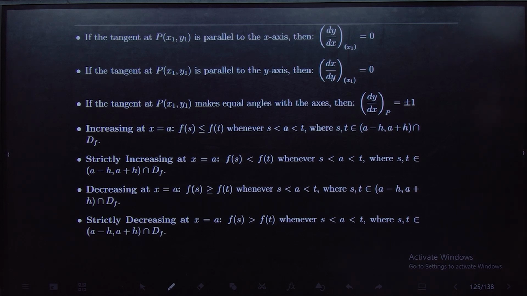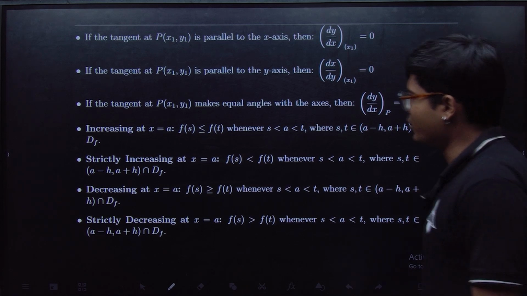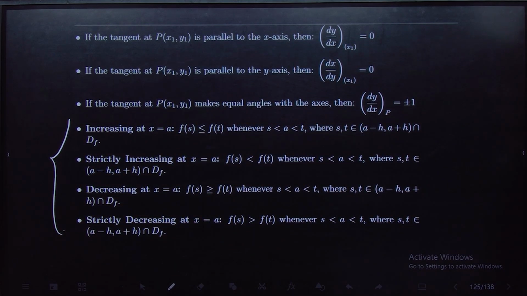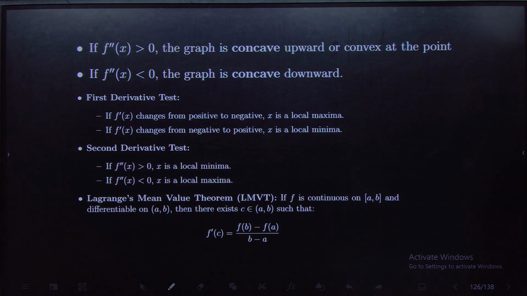Okay. A function is said to be increasing, okay? So this is the idea of monotonicity of a function using the derivative, okay? So a function is increasing at a point if the derivative is basically, so this is the definition, right? So we want f prime to be greater than or equal to 0, okay? This is the definition of strictly increasing. So we have already seen this. So, yeah, cool. So if f double prime x is greater than 0, the graph is concave upwards or convex at the point. If f double prime x is less than 0, then the graph is concave downwards, right?